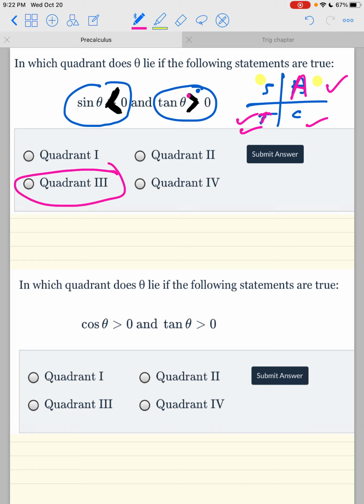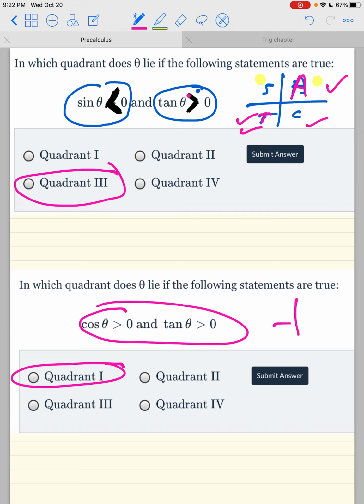What about cosine and tangent? They're both positive. Well, anytime 2 things are positive, you must be in quadrant 1. How do we do that? All students take calculus. Cosine is positive at all, and its home, C. And then tangent is positive at all, and its home, T. So you have that.